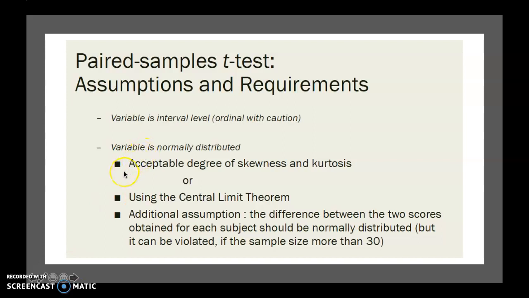What are the assumptions you need to fulfill in order to run the paired sample t-test? First, the variable is interval level, or ordinal with caution. Second, the variable is normally distributed, with an acceptable degree of skewness and kurtosis, or you can use Kolmogorov-Smirnov or Shapiro-Wilk, or the central limit theorem, mean, mode, median. An additional assumption is that the differences between the two scores obtained for each subject should be normally distributed, but this can be violated if the sample size is more than 30.